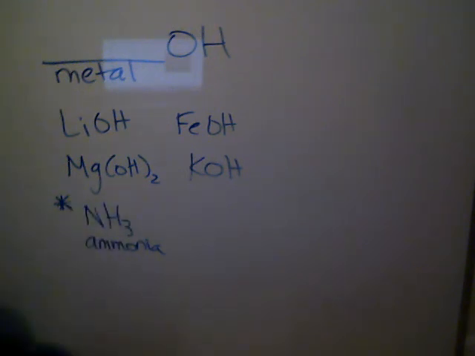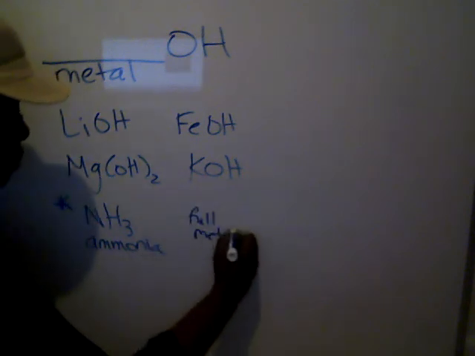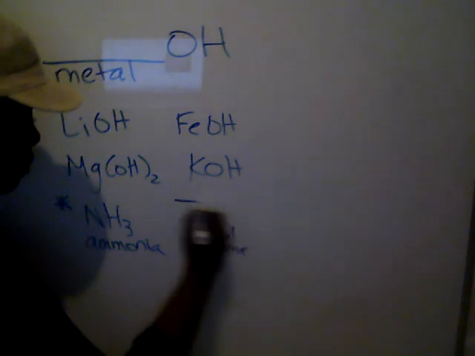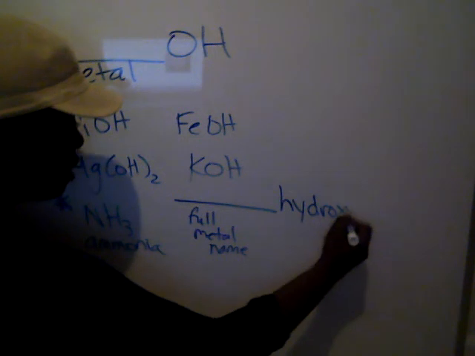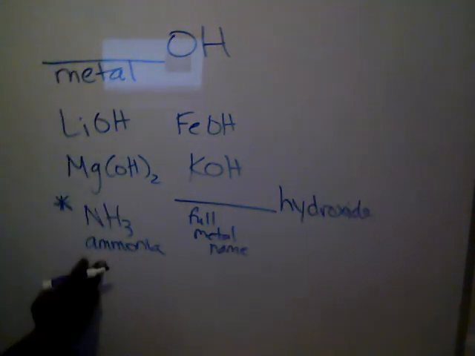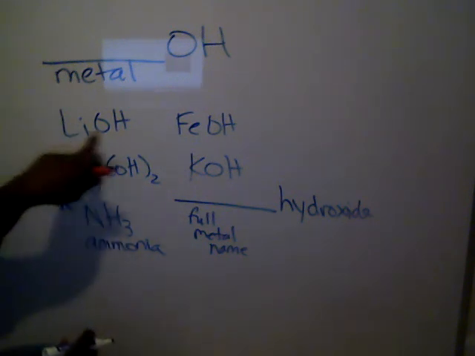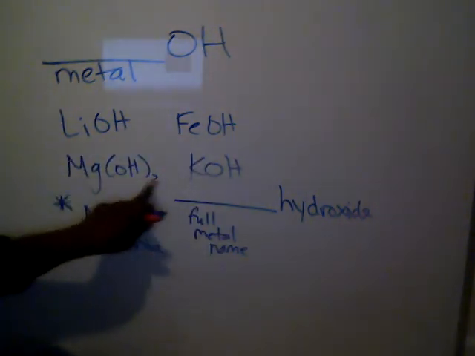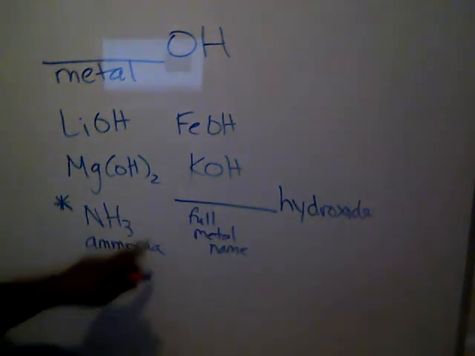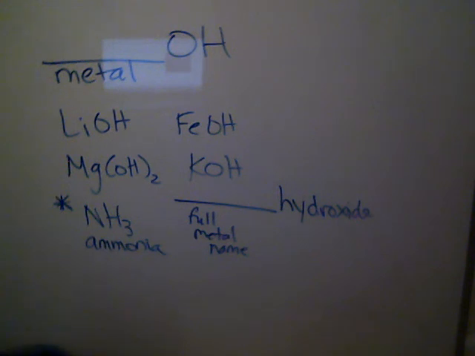But the way we name bases is very simple. We just take the full metal name, the first part, and then they always end in hydroxide. Except for, like we said, ammonia is an example of one that actually does not have hydroxide. So you can just memorize that this is called ammonia. So we would call this lithium hydroxide, iron hydroxide, magnesium hydroxide, potassium hydroxide. So whatever the metal is, we just take that full name, and hydroxide is always going to be the ending of the base's name.